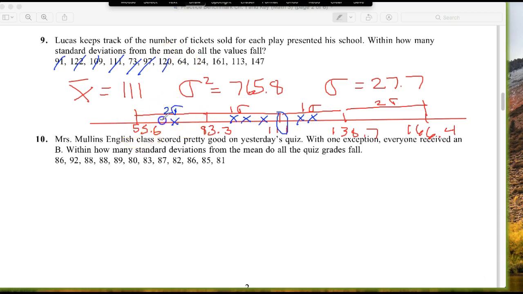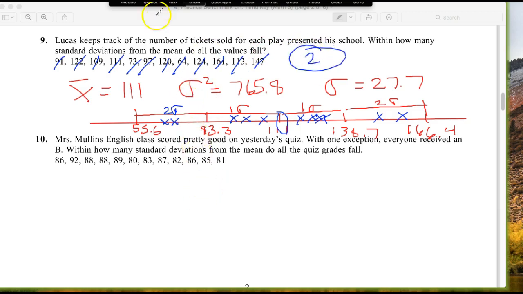64 falls down here. 124, and this is tedious again, is here. 161, oh, nope, it's still in here. 113 falls in here. And then 147 falls in here. So all of my values fall within two standard deviations of the mean. So I would say within how many? Two standard deviations of the mean.